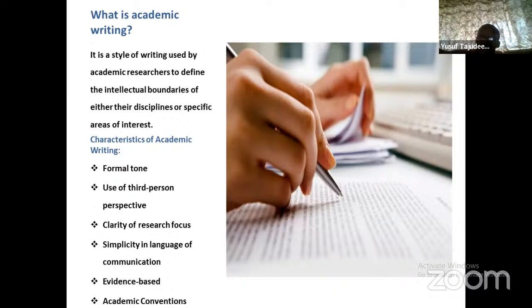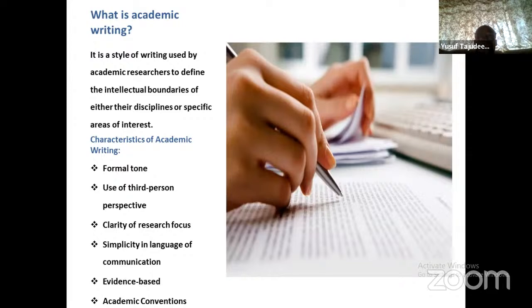For instance, if you are writing to a friend, you can use different kinds of slang. But in academic writing, you are communicating to a larger audience. You are making your research known to the world. The people that will read your papers are professors, doctors, so you need to use a formal tone. You can't use slang or any kind of informal expression. The second one is the use of third person perspective. What do we mean by third person perspective? You can't just write using a first person perspective.